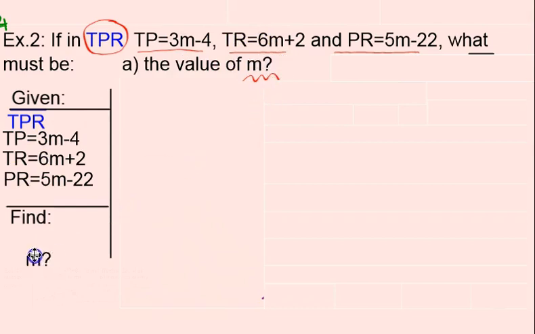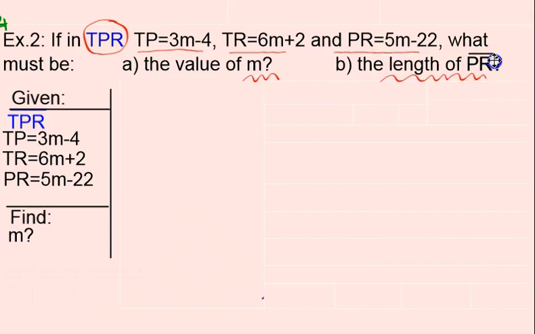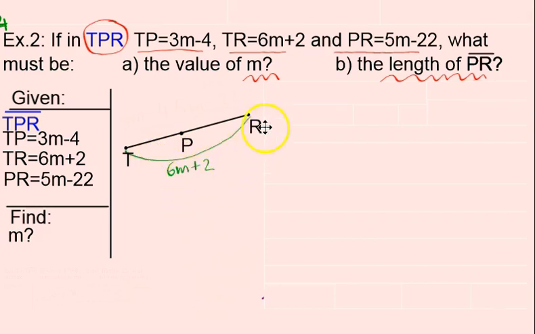And we're looking for the value of m first. Then we will look for the length of PR. Based on this information, again, we have point P between T and R. All of these points are collinear, so the only way this picture could start is with the segment, like on the diagram. Then I have TP, TR, and PR parts identified.